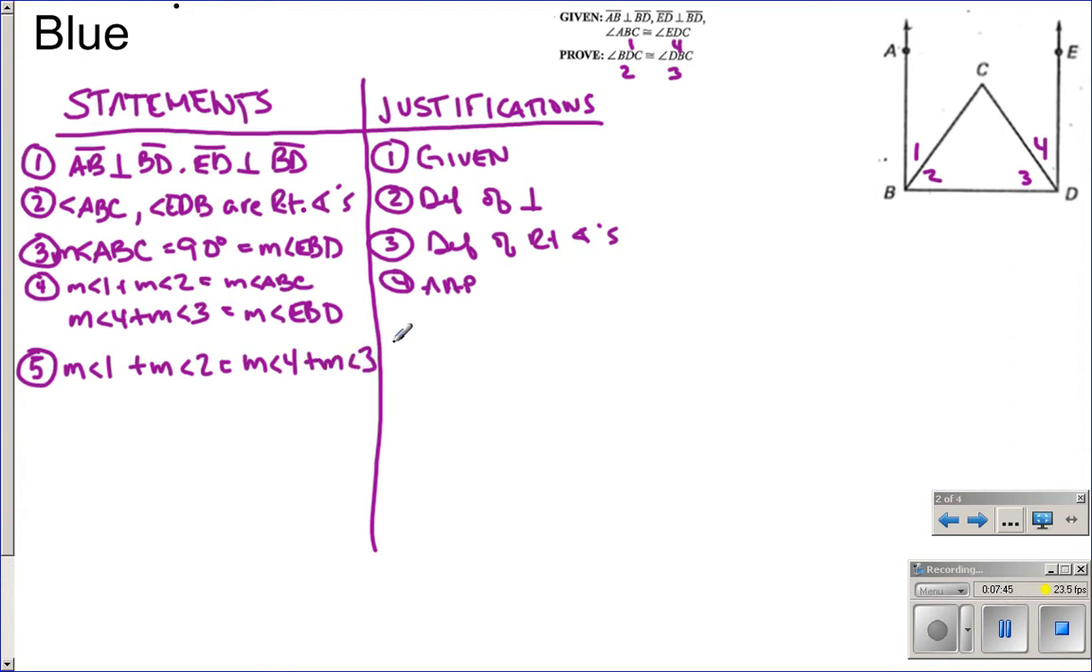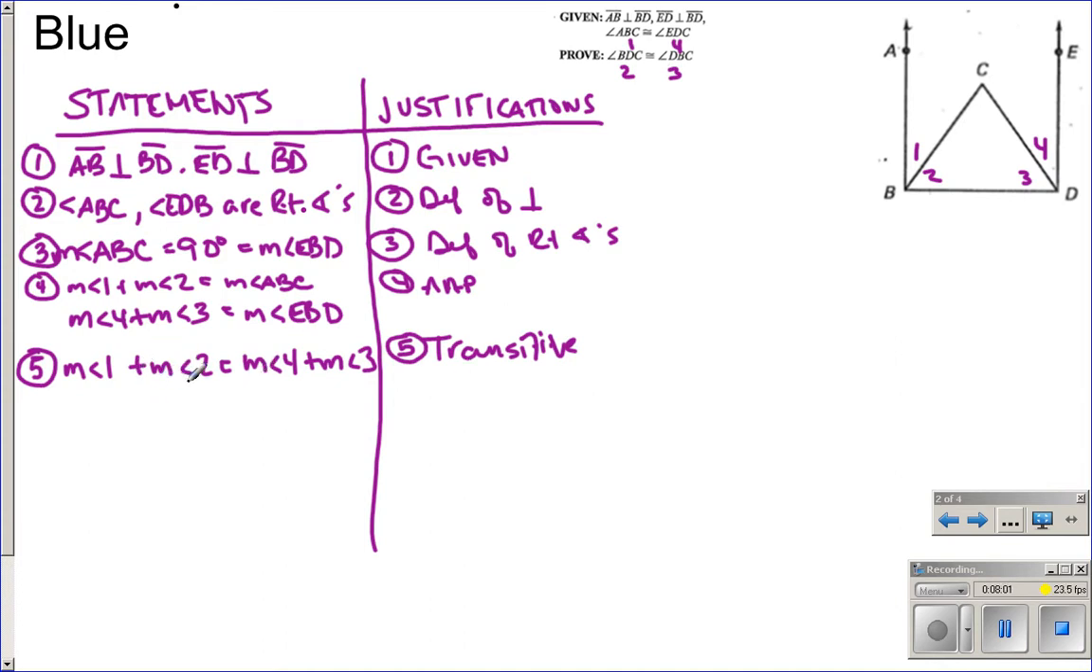Okay. Why is that good news? Well, look at my givens. I have to show that angles 2 and 3 are congruent. To show they're congruent, I have to show the measurements are equal. I'm almost there. I have the measurement of angle 2 equal to the measurement of angle 3. I just have to get rid of 4 and 1.